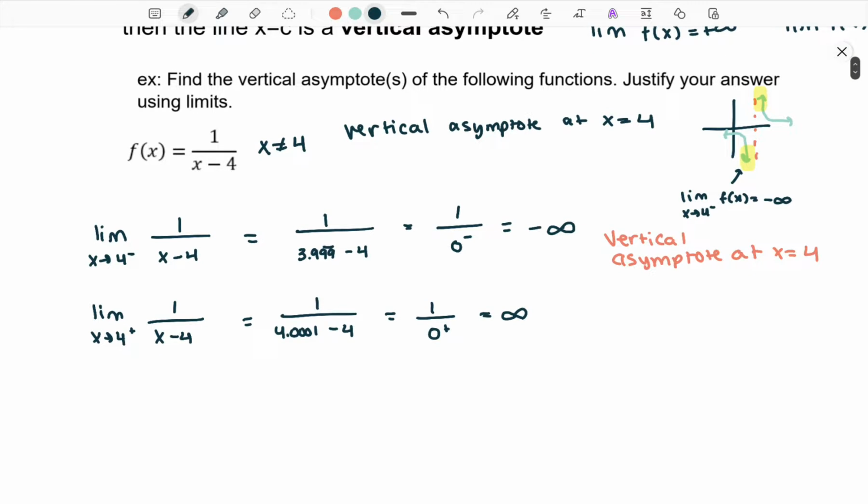All right, so we can say there's a vertical asymptote at x equals 4. I've justified my answer by showing that at least one of these limits approaches infinity. The big thing here is that I didn't tell you what to look for. You had to use your knowledge from Math 30 to say, hey, I know the potential area where this vertical asymptote could be is at 4.